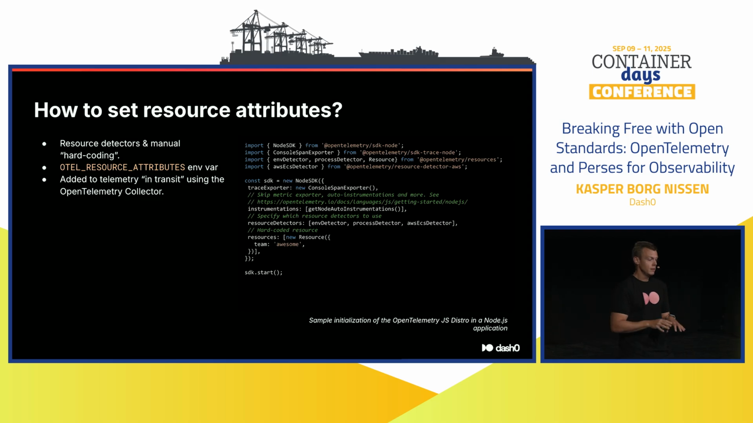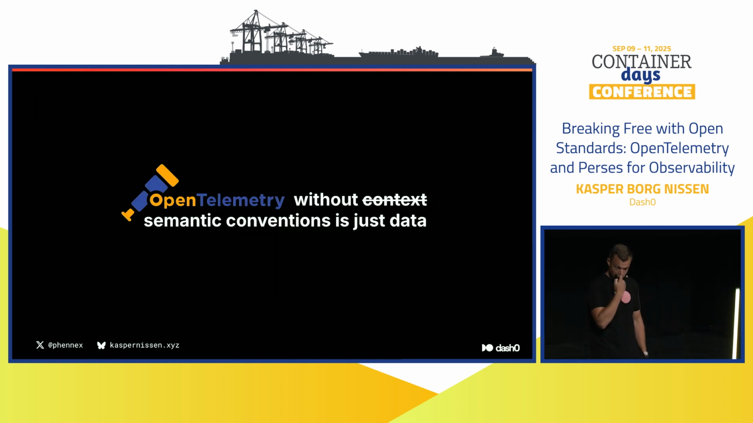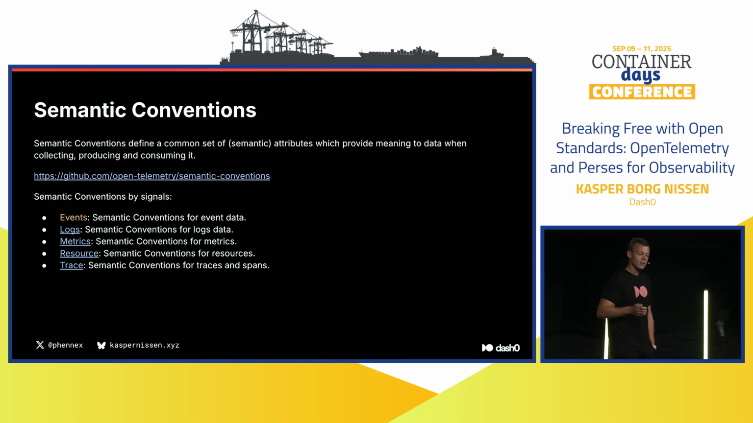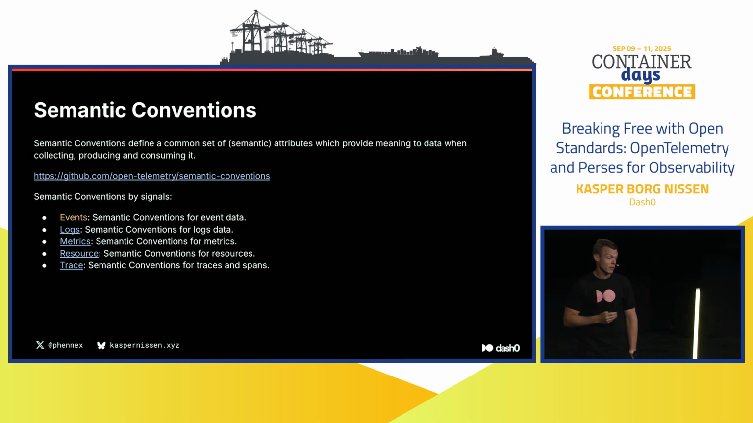But this is really where you're telling OTel, or the observability pipeline, where my data is coming from. This is the context about this telemetry that is being produced. It's also helping to correlate things across the different signals later on in the pipeline, because as a vendor, we, for example, use the Kubernetes pod ID to do a lot of correlation between the different signals so that we can put things together and make it easy for you to jump between the signals. So OpenTelemetry without semantic conventions is just data. That's the next thing. I mentioned semantic conventions. It's this common set of semantic attributes that provide meaning to data when we are collecting, producing and consuming it.